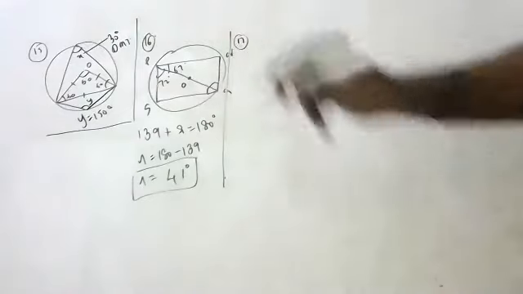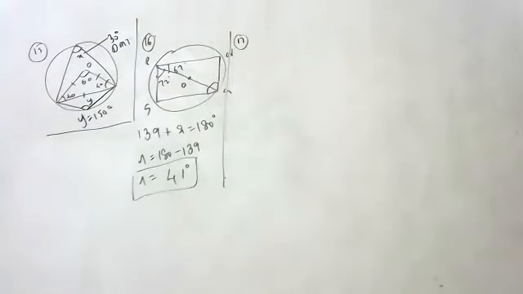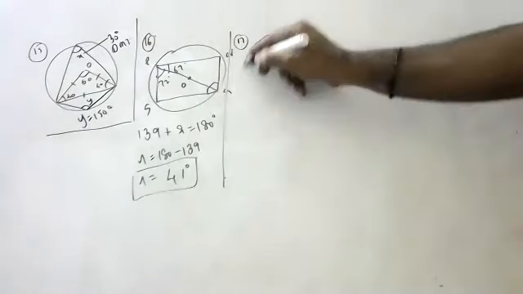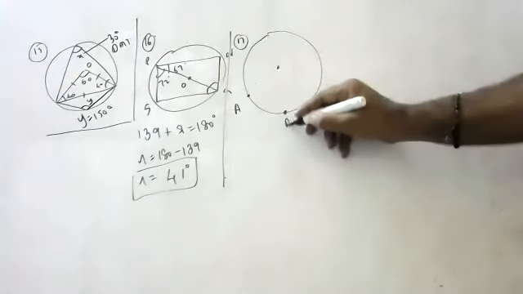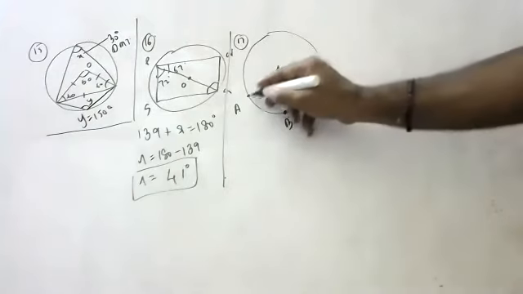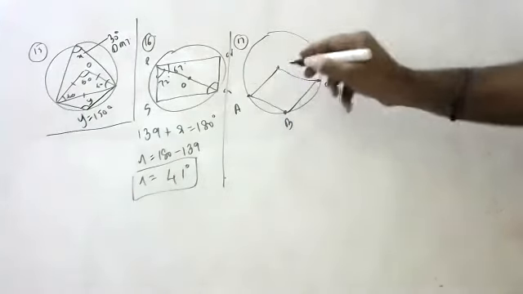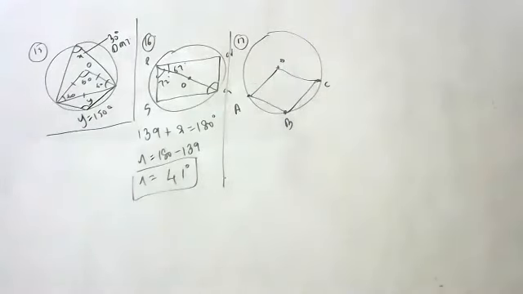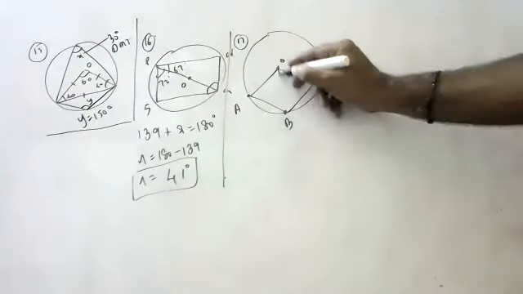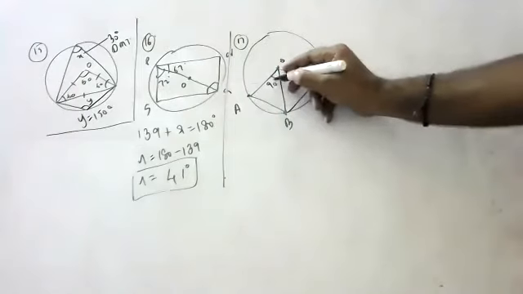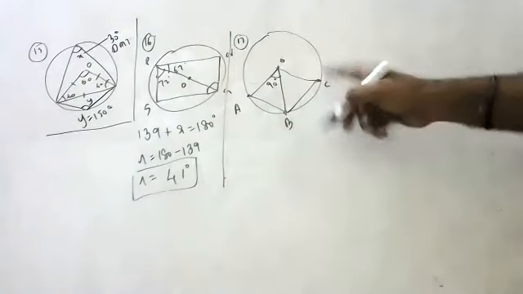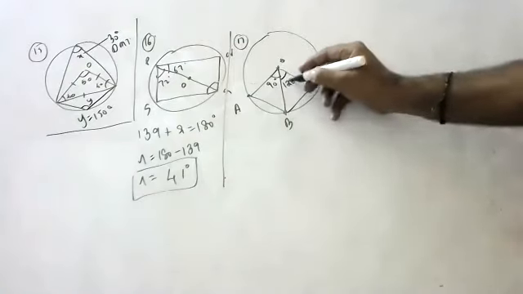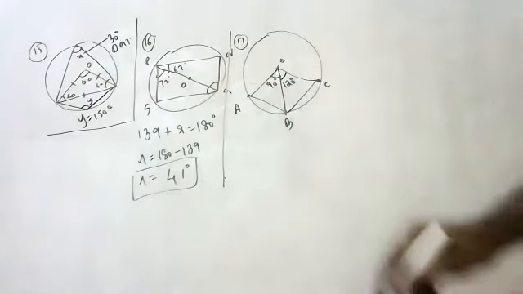17th question. Children, A, B, C are 3 points on a circle with center O, such that angle AOB is 90 degrees and angle BOC is 120 degrees. The question is, angle ABC is how much?